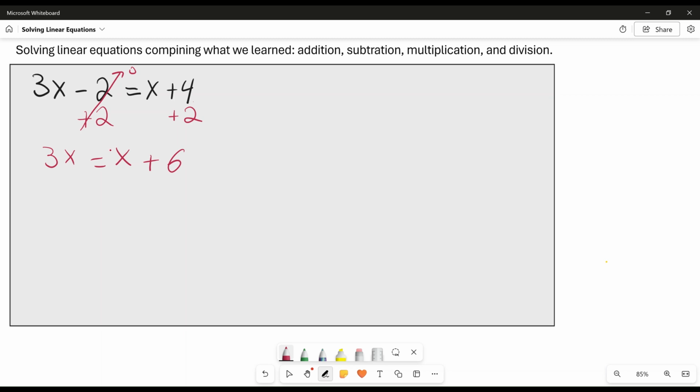The opposite, technically, this is a plus x. So the opposite of positive is negative. So I'm going to subtract x from both sides. So here will be 0. And here I'll get 2x equal to 6. My x is being multiplied by the 2. So I need to do the opposite of multiplication, which is division. So I'm going to divide by 2 from both sides, and I'll get x equal to 3.